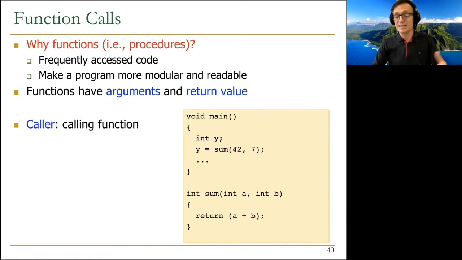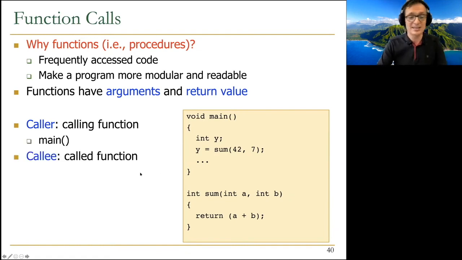So let's define something. The calling function is called the caller. So the main function is the caller over here, and the called function is called the callee. So the sum function is the callee over here.